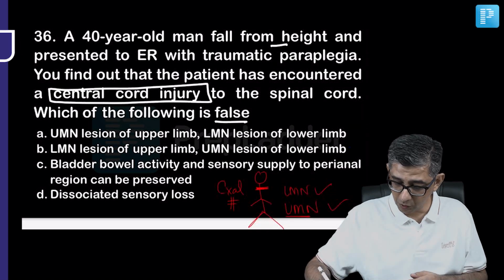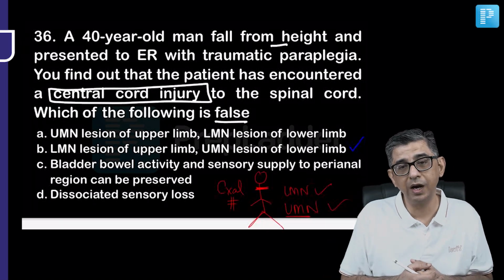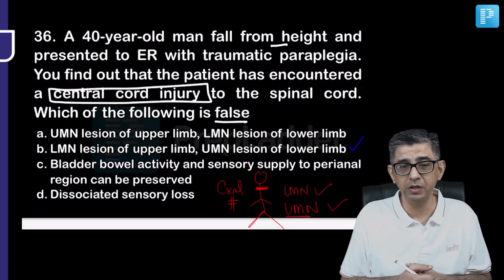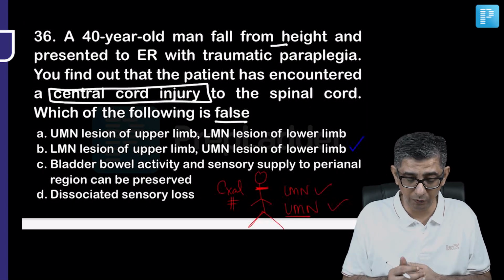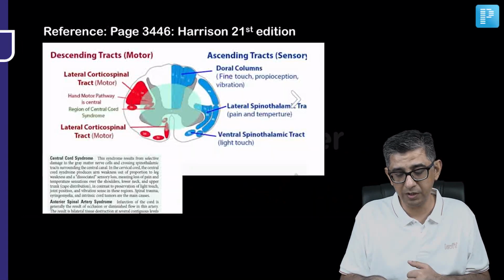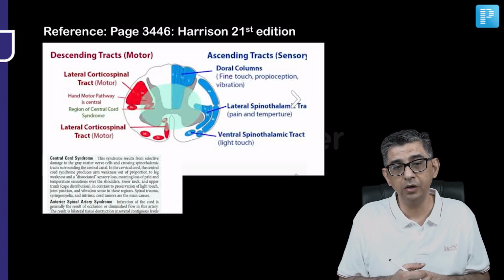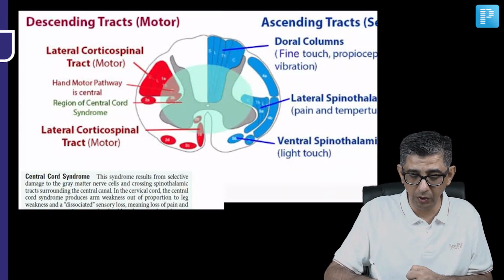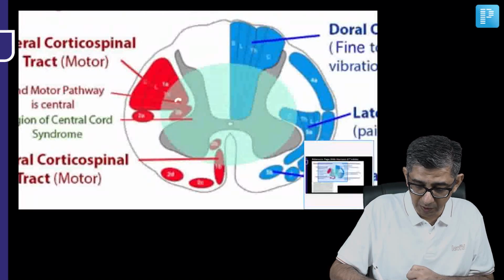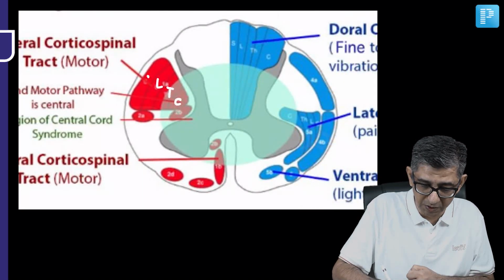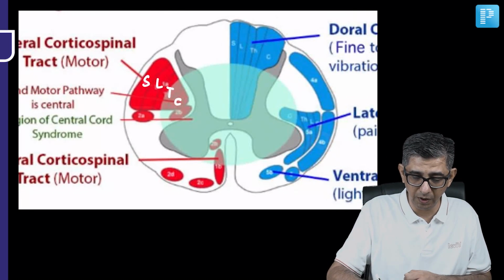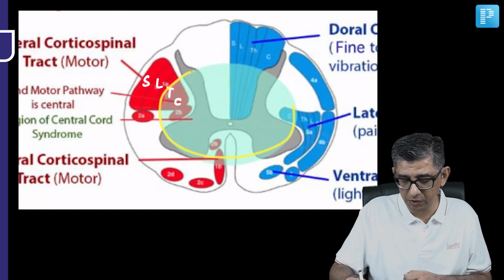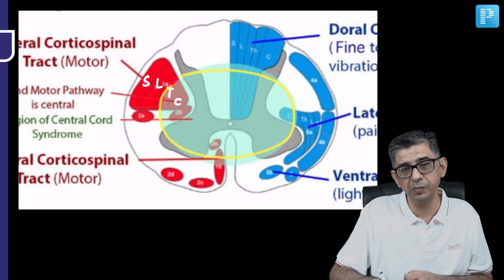Now, if you focus on option number C, bladder and bowel activity and sensory supply to the perineal region can be preserved. The traditional impression is that with spinal cord injuries you might have bladder involvement. So let me just show you a diagrammatic representation of central cord syndrome. In central cord syndrome, the corticospinal pathway would be involved. Now see what happens. Cervical fibers are present medially, then thoracic, then lumbar, and sacral fibers will be present most laterally. So as you can see, if you look at the pointer here, in central cord syndrome the cervical spine will be involved, but sacral sparing will be occurring.